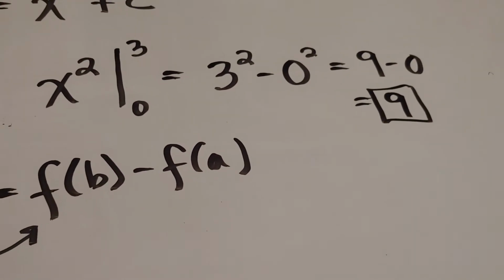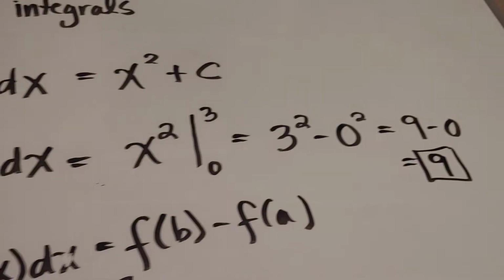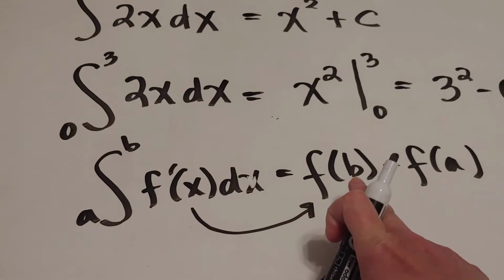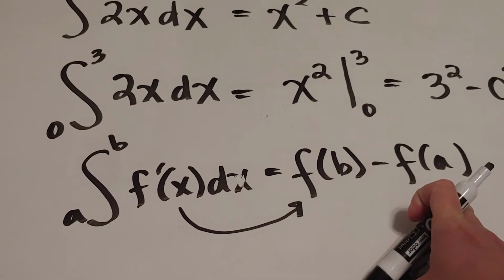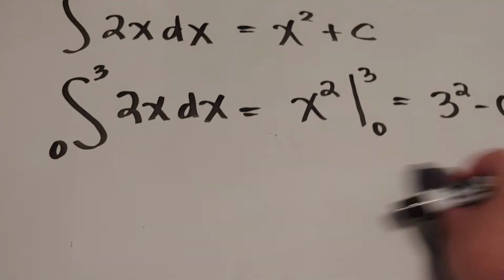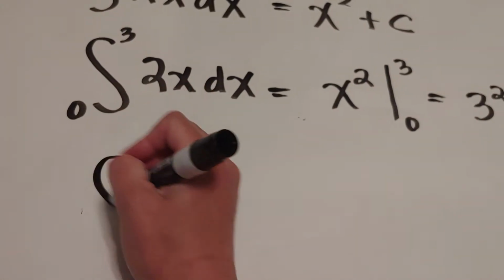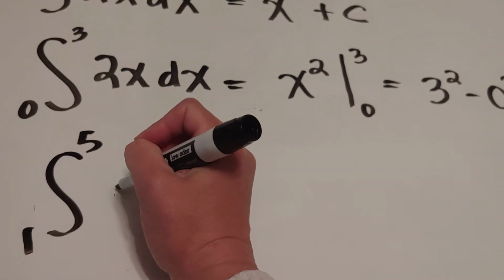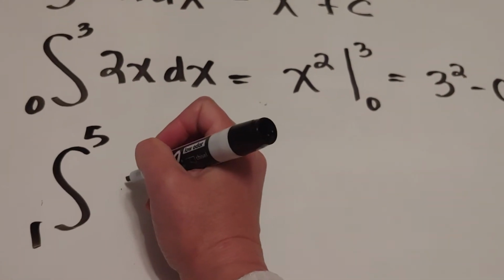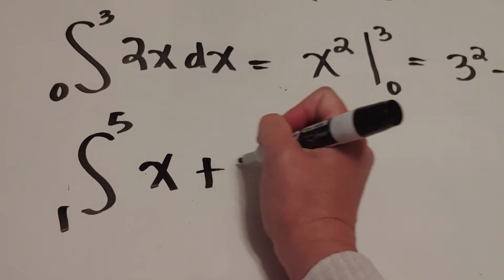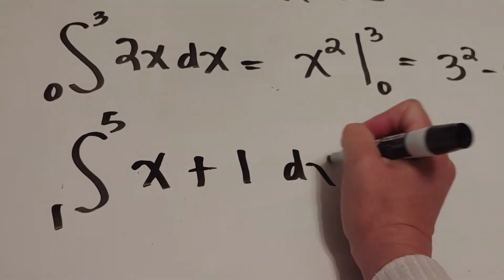All right, let's go ahead and do one more quick example using the fundamental theorem of calculus. So again, I'm going to integrate and then plug in the top number, subtracting what I get when I plug in the bottom number. All right, what if I had the integral from 1 to 5 of, I got to be a little bit careful because I don't want these numbers to get too crazy. Let's do x plus 1 dx.